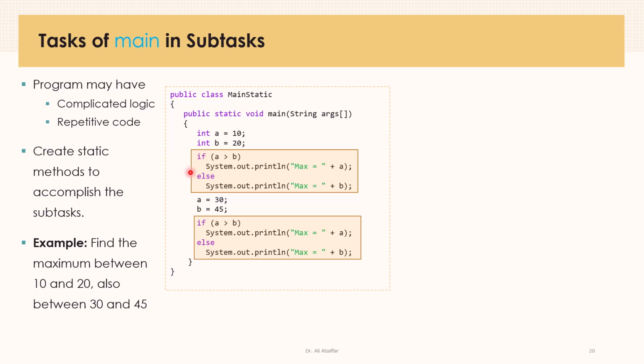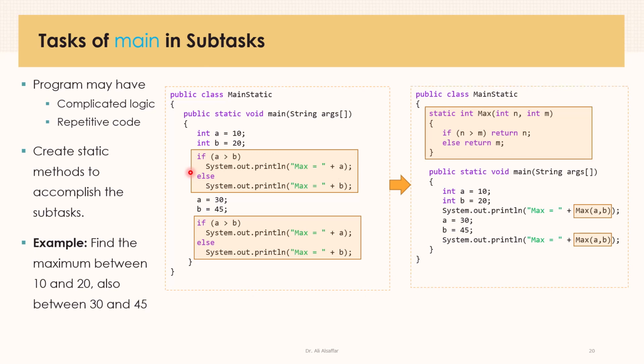Now the solution is to put this repeated code inside a method and give it a name. Then anytime you need it, simply invoke it or call it by its name. And this is what we have done here. The logic is put inside a method and we call this method maximum. Since the logic of the if and else statement works on two numbers A and B, we supply them as parameters, and in this case we call them N and M. If N is greater than M, then this method will return N as the maximum. Otherwise, it will return M as the maximum.